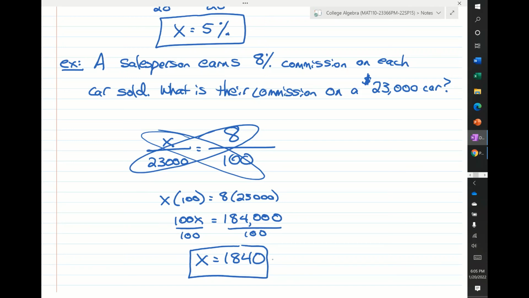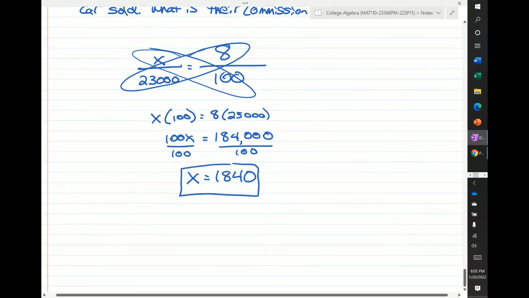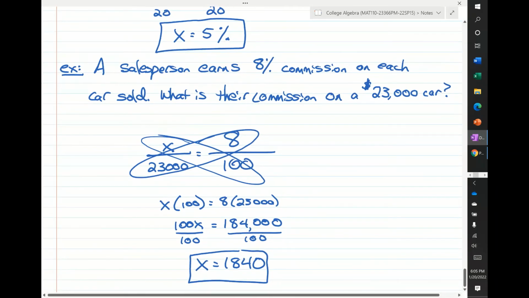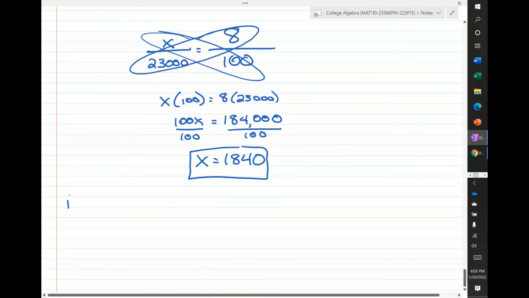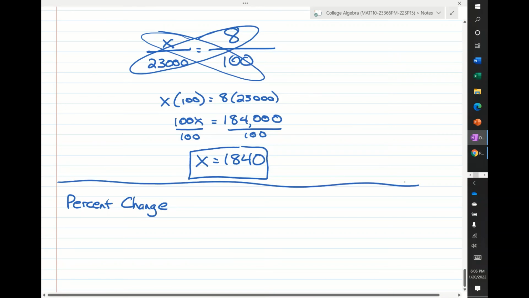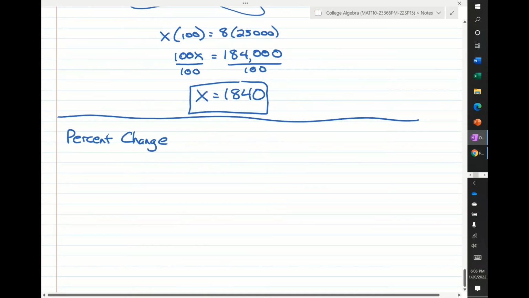I wanted to see if we could get 2 more problems done, and then that'll be it for today. Do we have any questions about what we've been working on with the percent proportions? Is that okay? All right, just finish this up here. The last thing I wanted to finish is percent change. The formula for percent change is new minus old divided by old.